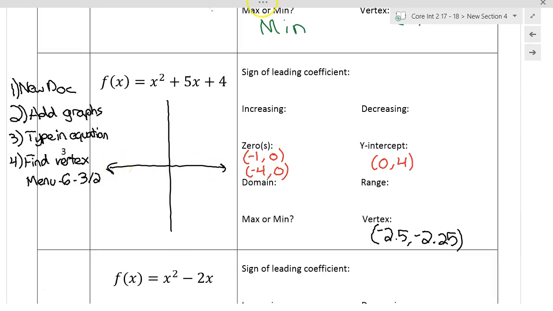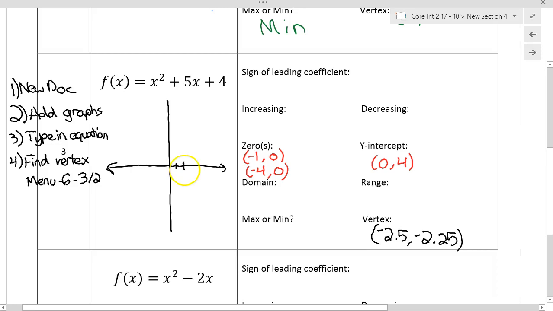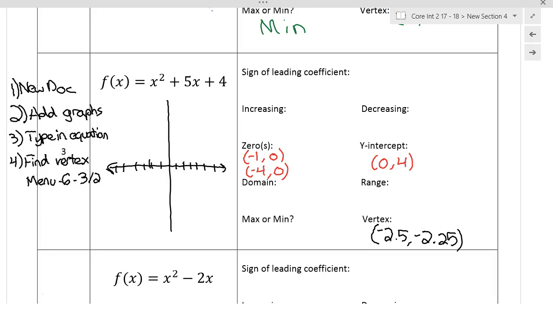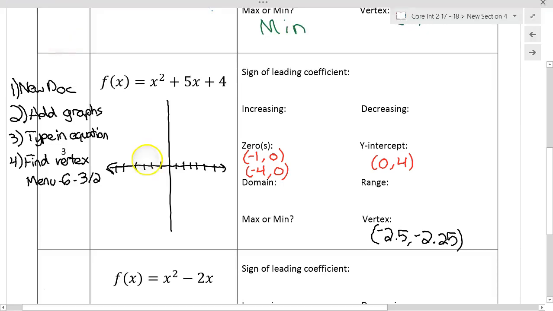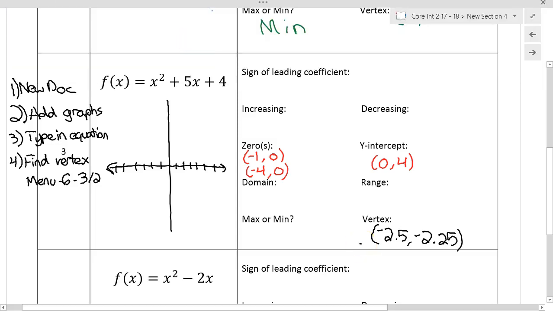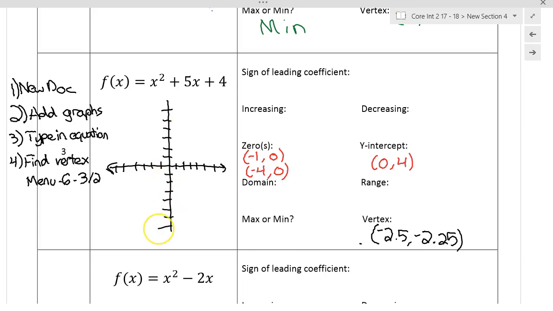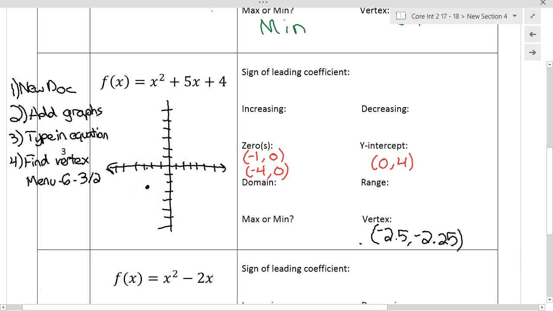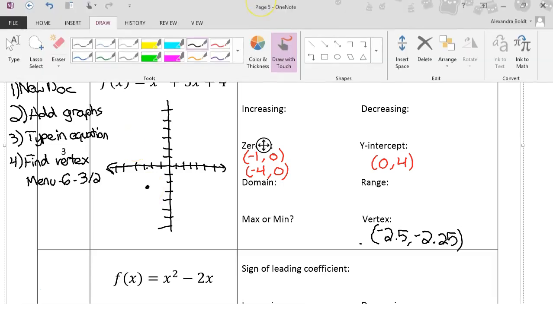Okay, I'm going to put in just a few tick marks. So I'm going to negative 2. So my vertex is at (-2.5, -2.25). So 1, 2.5, about negative 2, and a little bit more. My vertex is about there. Okay.